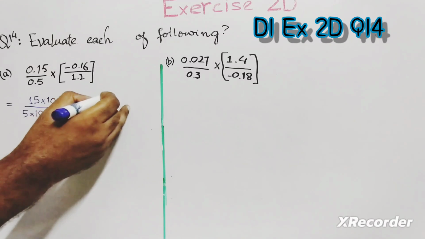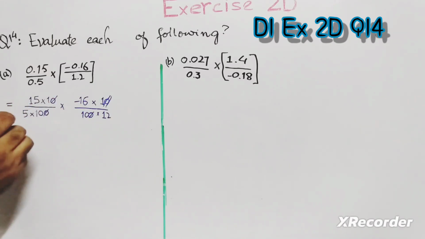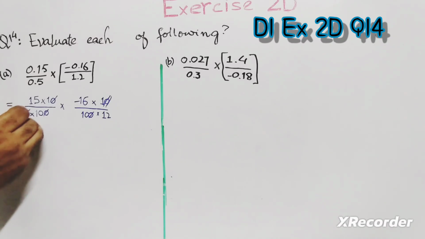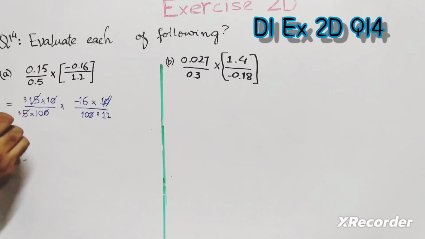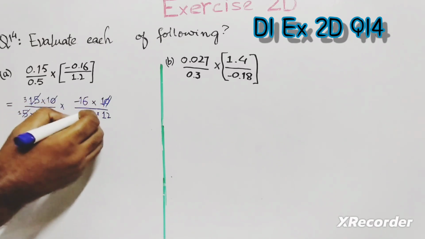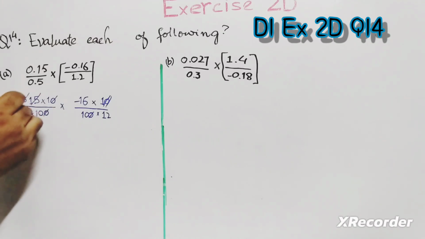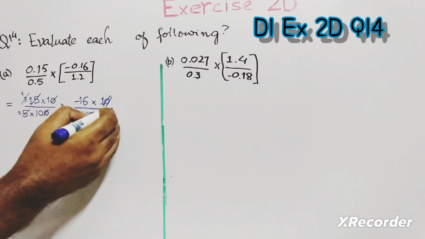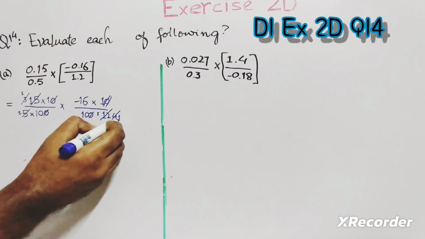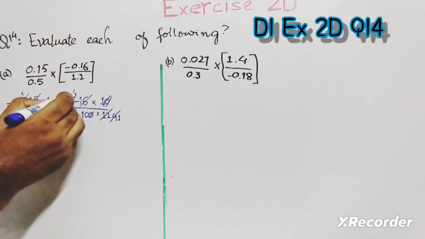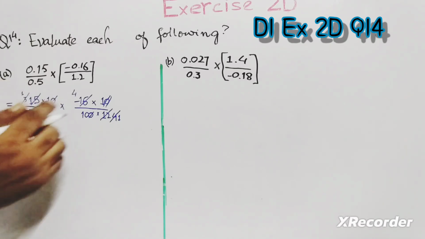We can cut this 0 with this 0, this 0 with this 0. 5 times 1 is 5, 5 times 3 is 15. Similarly, 3 times 1 is 3, 3 times 4 is 12, 4 times 1 is 4, 4 times 4 is 16. So that is what we get from this cutting.